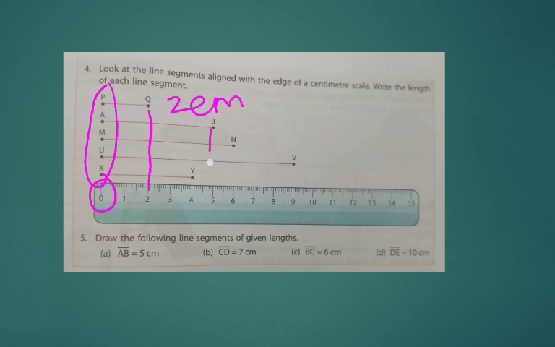Next, you see this one, B. AB is 5 centimeter. Next you see N. So MN is 6 centimeter. Next V. So UV is 9 centimeter. Next Y. What is Y? Y is 4 centimeter, right? This is how you measure the line.